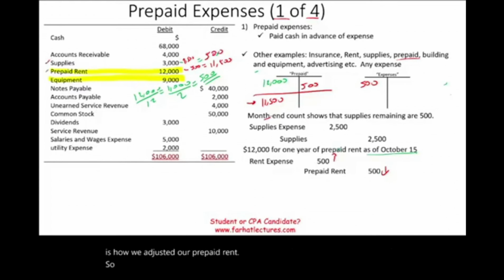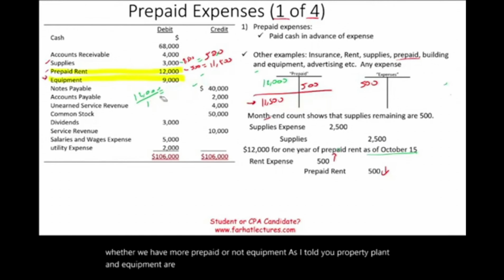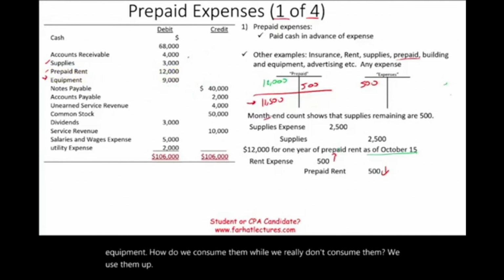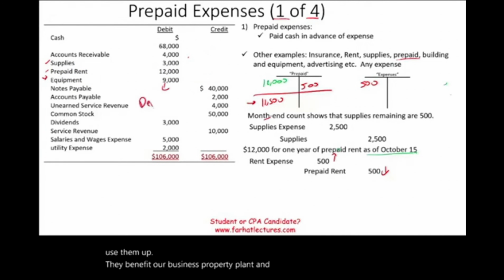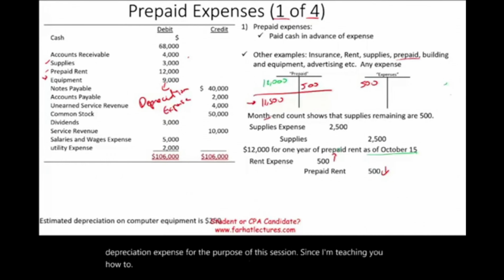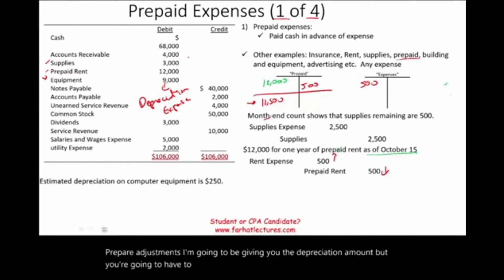So we're done with supplies, done with prepaid, and we'll do the same thing whether we have more prepaid or not. Equipment, as I told you, property, plant, and equipment are a form of prepaid. But remember, how do we consume them? Well, we really don't consume them, we use them up. They benefit our business. Property, plant, and equipment get depreciated. So part of this 9,000 is going to be turned into a depreciation expense. For the purpose of this session, since I'm teaching you how to prepare adjustments, I'm going to give you the depreciation amount. But you're going to have to learn eventually how we come up with this number. So I'm going to say estimated depreciation happens to be $250.